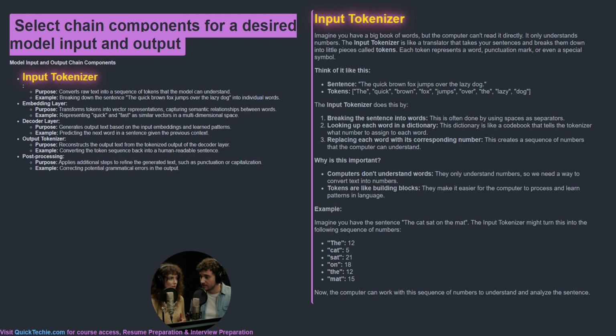Why is this important? Computers don't understand words, they only understand numbers, so we need a way to convert text into numbers. Tokens are like building blocks. They make it easier for the computer to process and learn patterns in language. Example, imagine you have the sentence, "The cat sat on the mat." The input tokenizer might turn this into the following sequence of numbers: the 12, cat 5, sat 21, on 18, the 12, mat 15. Now, the computer can work with this sequence of numbers to understand and analyze the sentence.